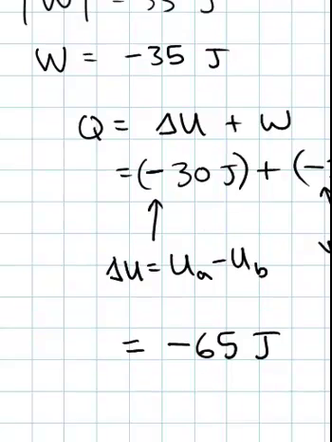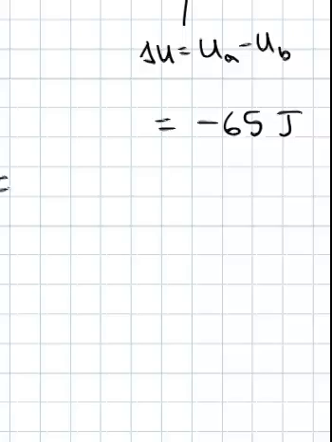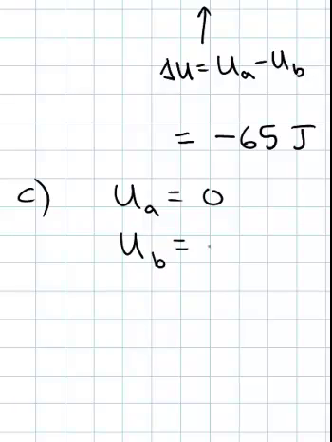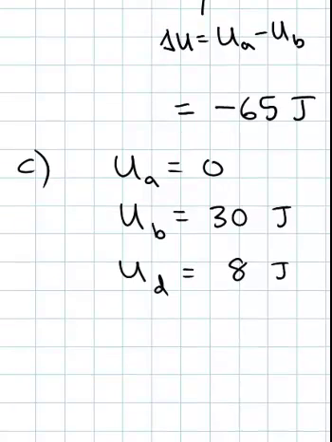Now let's look at part C. They give us some values here. They say if the internal energy at A is 0, and the internal energy we know at B then would have to be positive 30 joules, because we know there's a 30 joule difference between those two. And then they give us one more. They give us the internal energy at point D as 8 joules. And they want us to figure out what Q is for the different paths from D to B and from A to D. I'm going to do D to B first.